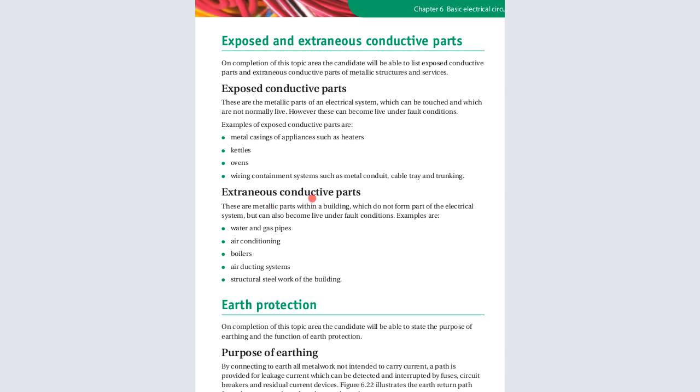And extraneous conductive parts. What are the extraneous conductive parts? These are metallic parts within a building which do not form part of the electrical system, but can also become live under fault conditions. These are what I was talking about yesterday. For example, we have water and gas pipes, air conditioning, boilers, air ducts and systems, and structural steelwork in the building.